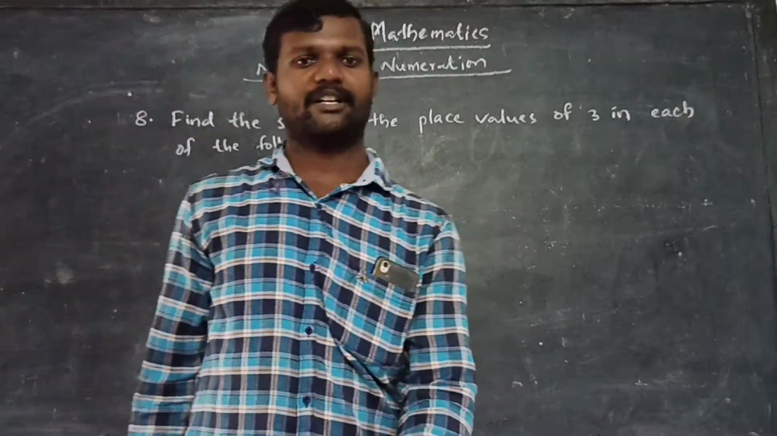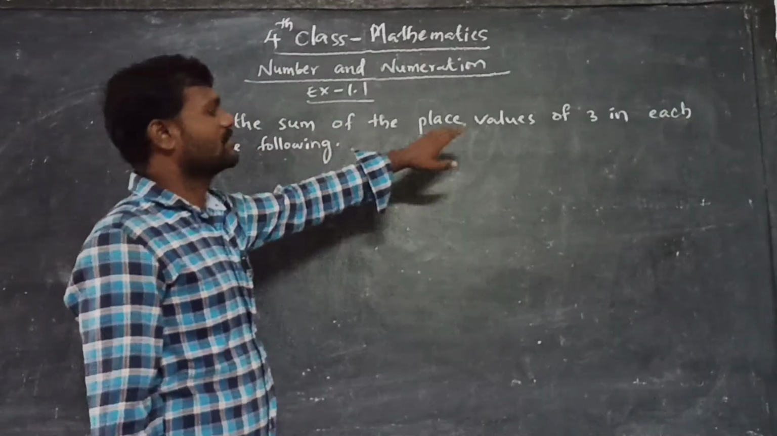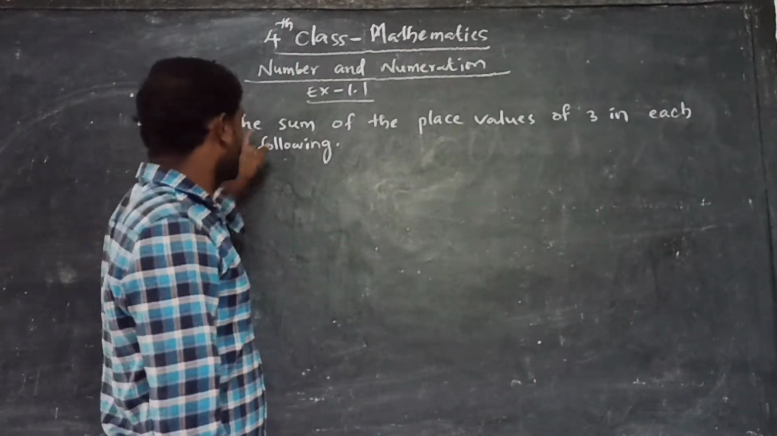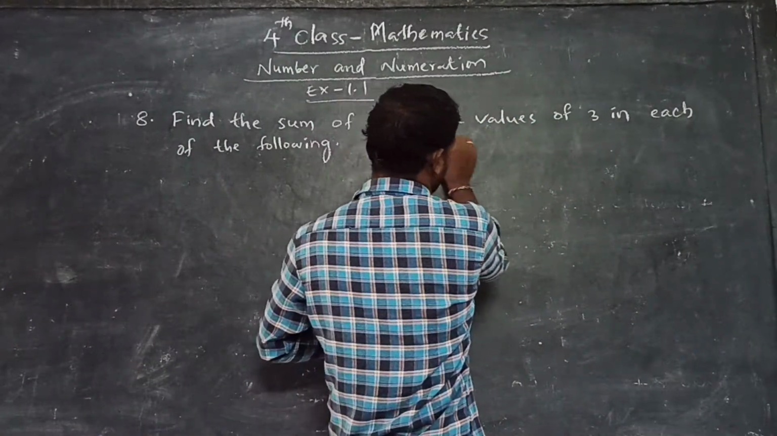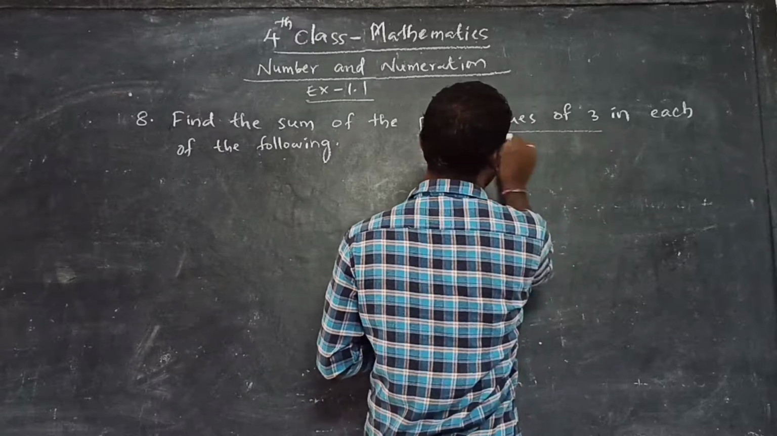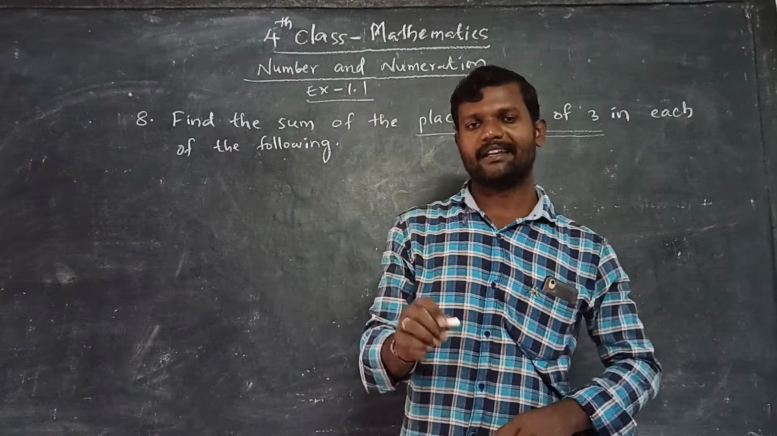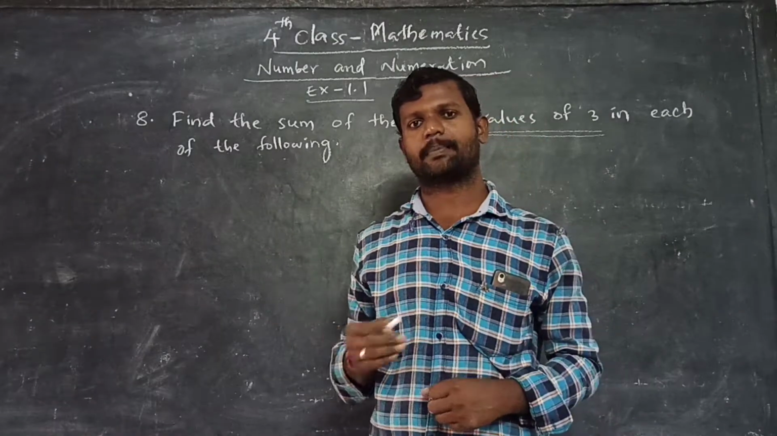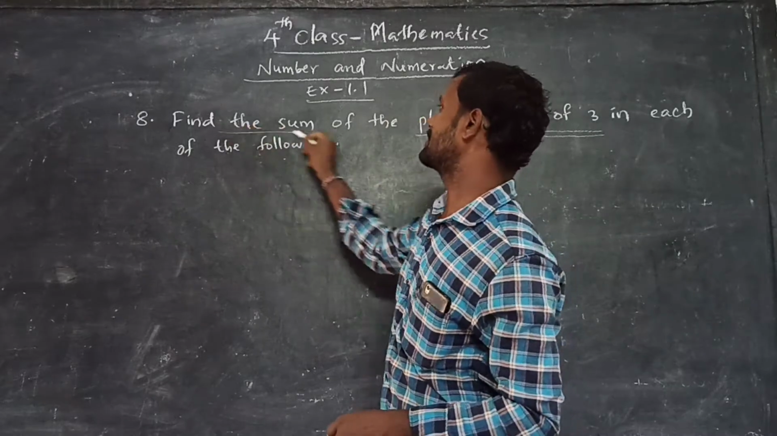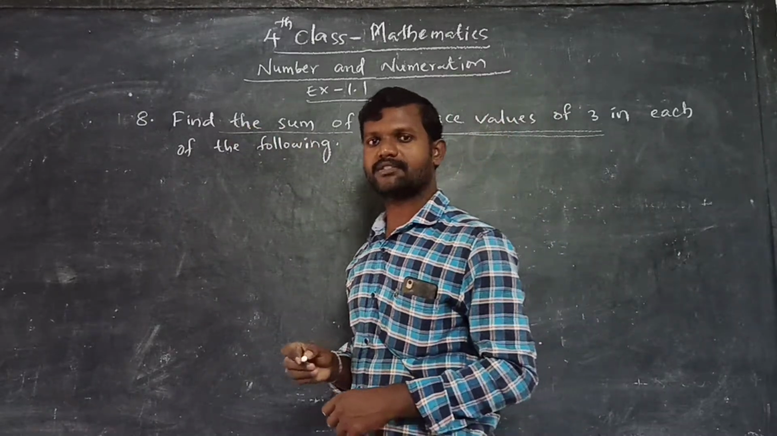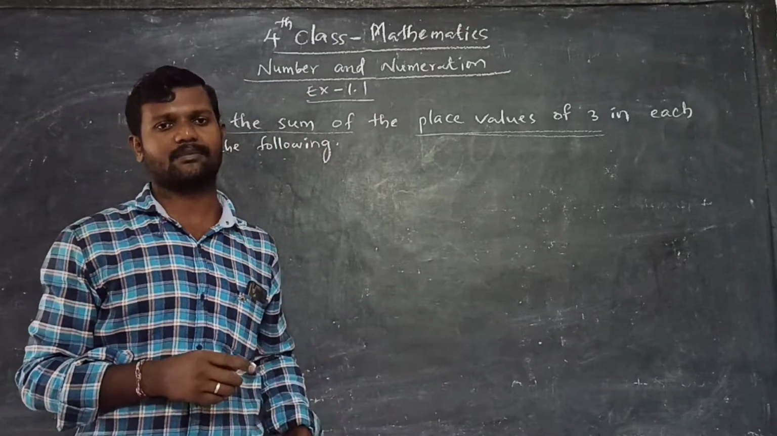Okay, what is the bit given? Find the sum of the place values of 3. So first you have to identify this. What is that? Place values of 3 in each of the following. So in each number we have to identify the place values of 3. Then next what we have to do? Find the sum of them. First you have to write the place values of 3, and next you have to find the sum of them.